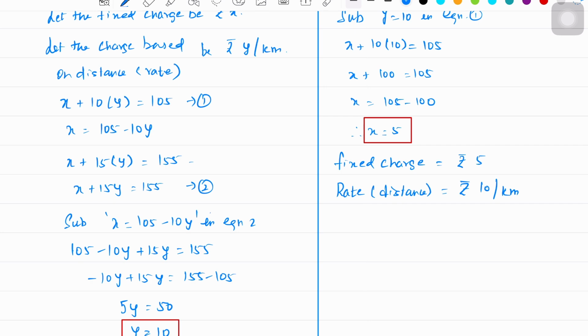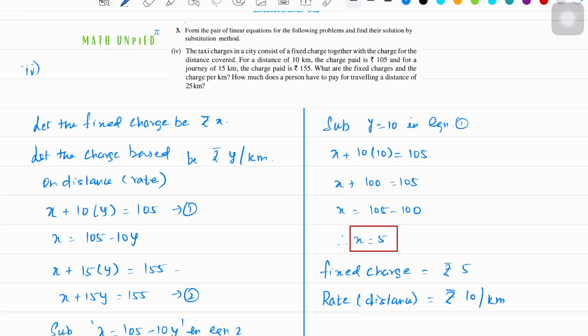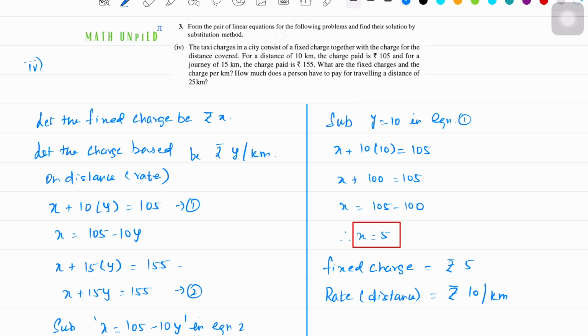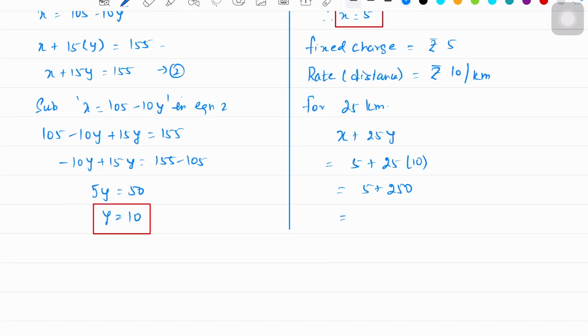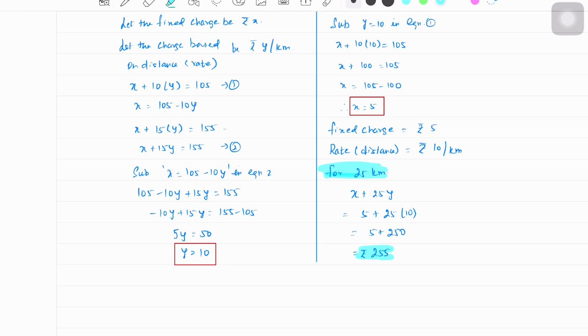So these are the charges, and let's move on to the second part, which says how much does a person have to pay for traveling 25 kilometers. So for 25 kilometers, this will be X plus 25Y, which is equal to 5 plus 25 times 10, that is equal to 5 plus 250, and this is 255 in rupees. So for 25 kilometers, the charges will be rupees 255. So this is the answer.